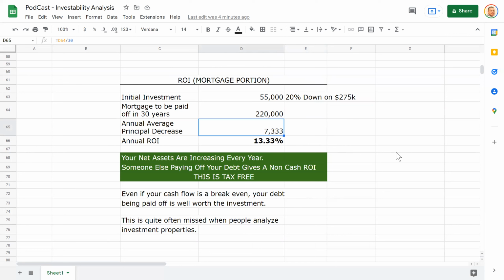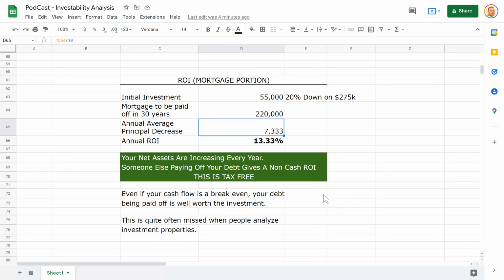Now someone else is paying that. So technically that's a 13.33% return on investment every year. So this is very important. Your net assets are increasing every year because your net liabilities are going down. So someone else paying off your debt gives a non-cash return on investment, and this is tax-free. Even if your cash flow is a break even, your debt being paid off is well worth the investment. This is quite often missed when people analyze investment properties.